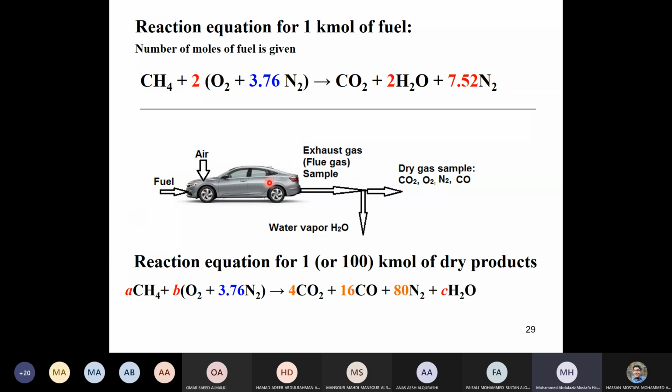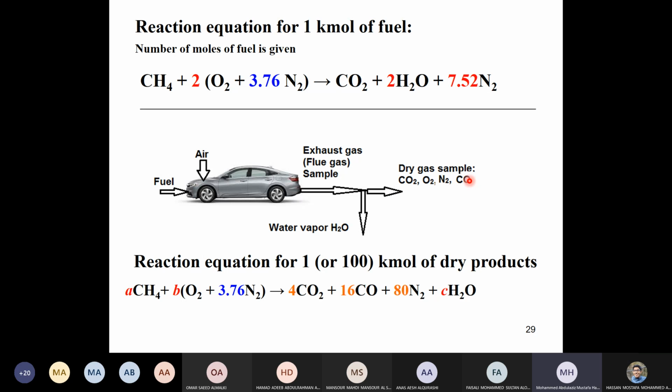This is the actual case now. We take a sample, and from this sample we remove water vapor because it is dangerous. It is a corrosive material for the wrapper and so on. And then we have this sample here. So this is a gas sample. We make it dry by removing the water vapor, so this is called the dry gas sample.